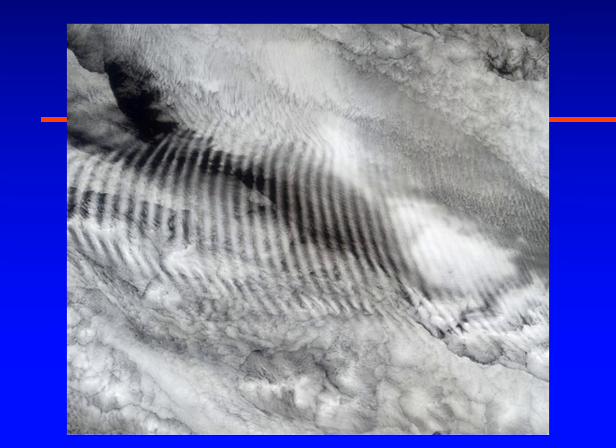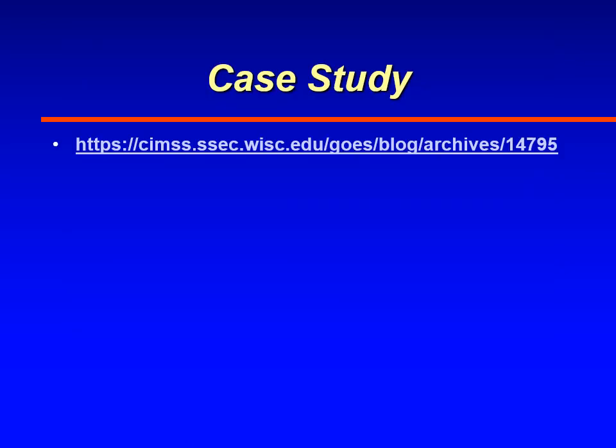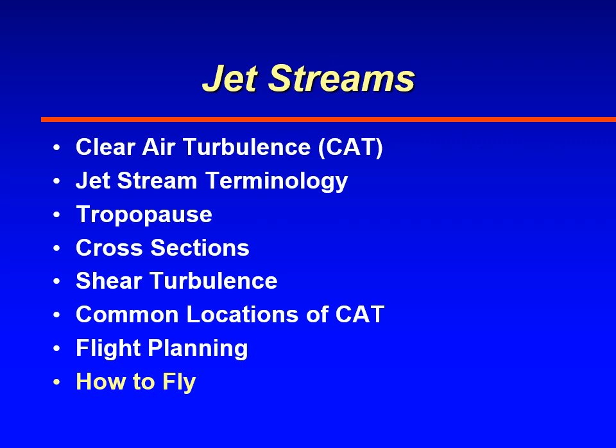Here's another image a little bit closer of banded clouds. In this case, these wave clouds are formed in the jet stream, across the jet stream. In this case, the winds are moving from the west to the east across this image. If you want to look at more imagery from these clouds or from satellites, you can go out to this website, and they will show you cases of clear air turbulence and satellite imagery. Next, we'll talk about how to fly clear air turbulence in the jet stream.